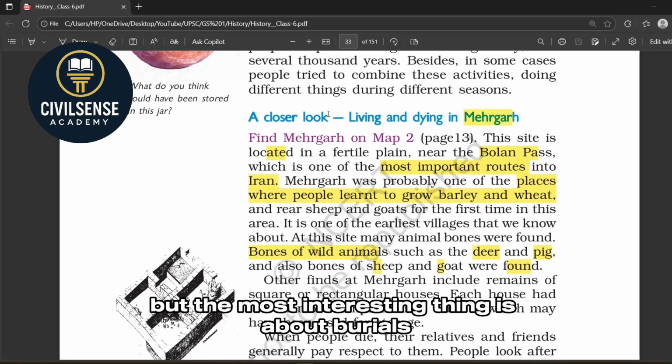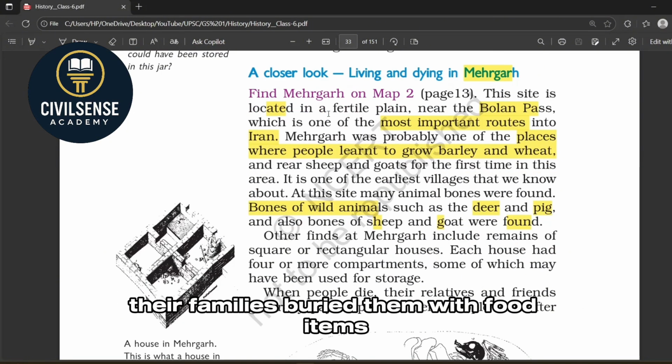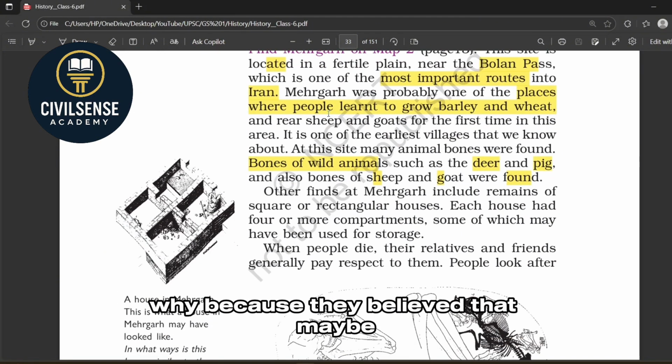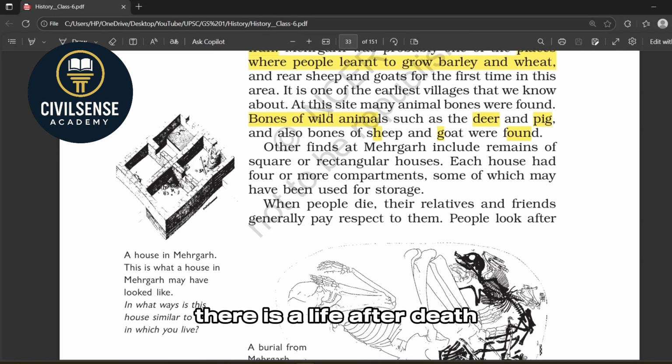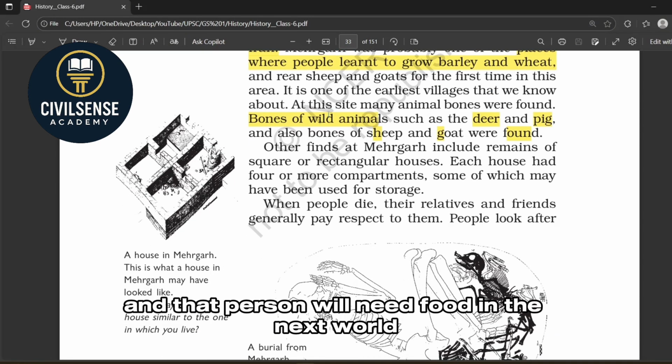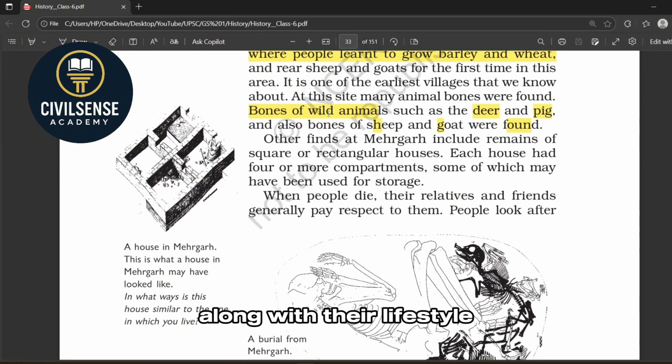But the most interesting thing is about burials. When people died, their families buried them with food items. Why? Because they believed that maybe there is a life after death and that person will need food in the next world. Isn't that a fascinating way to see how their beliefs were growing along with their lifestyle?